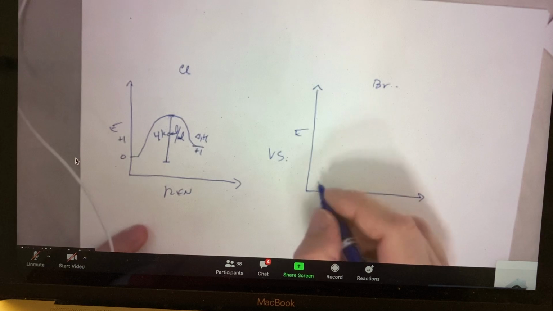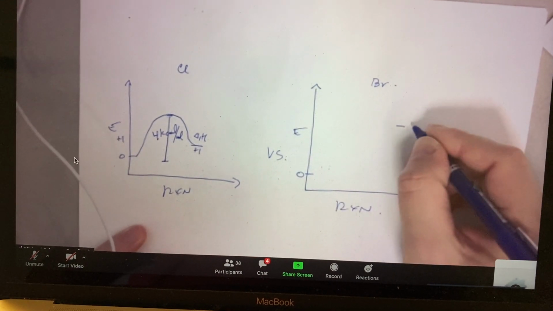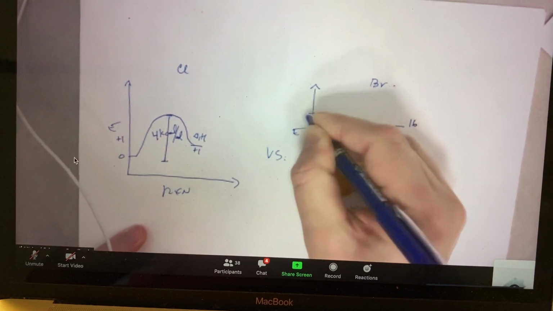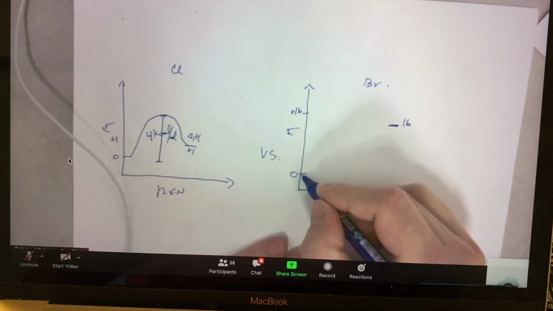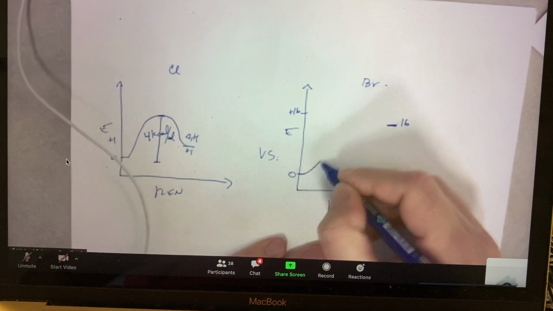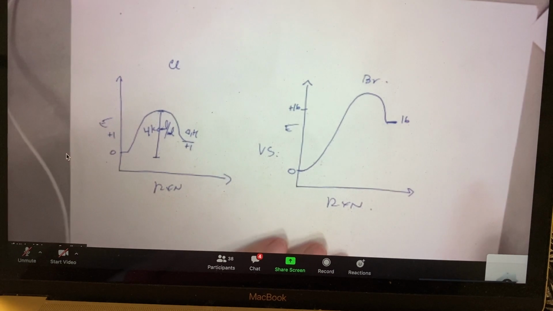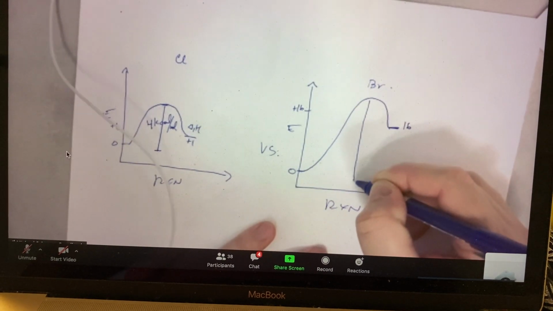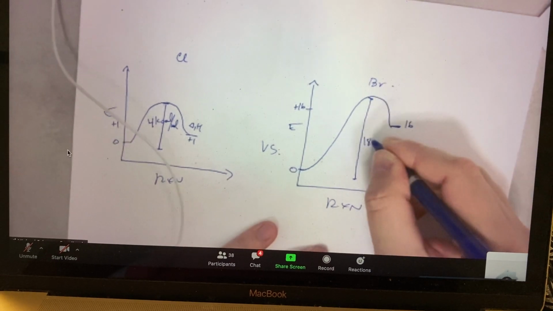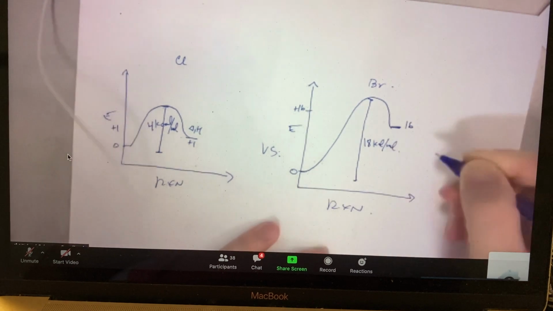For bromine, it was different. We still start at 0. Our ending point is 16. So we have to get up to here. And when we draw this transition state, it just has to be a hump that's taller than 16. That's as precise as you have to be. And we just said that the activation energy barrier here is 18 kcal per mole.